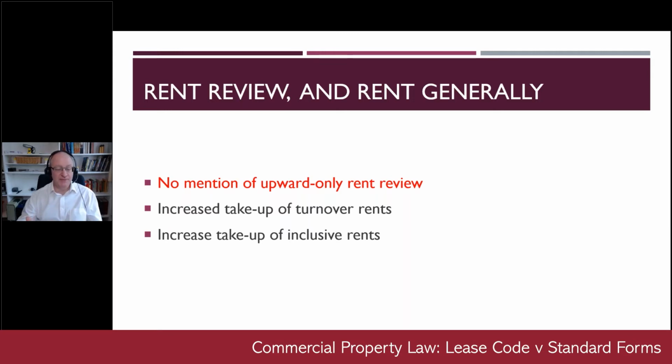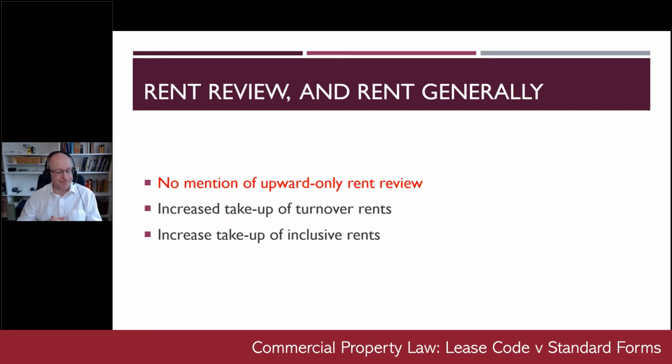And indeed, pressure to legislate in relation to upward only rent review led to the first edition of the Lease Code in 1995 as a means of heading off legislation, which it succeeded in doing. So it's been very controversial in the past. I think it's likely to be so again. And this is something which may change as a result of the COVID-19 crisis. And if it doesn't, well, the government has promised a review of commercial landlord and tenant law. They're going to look at rental arrangements, and there may well be legislation.